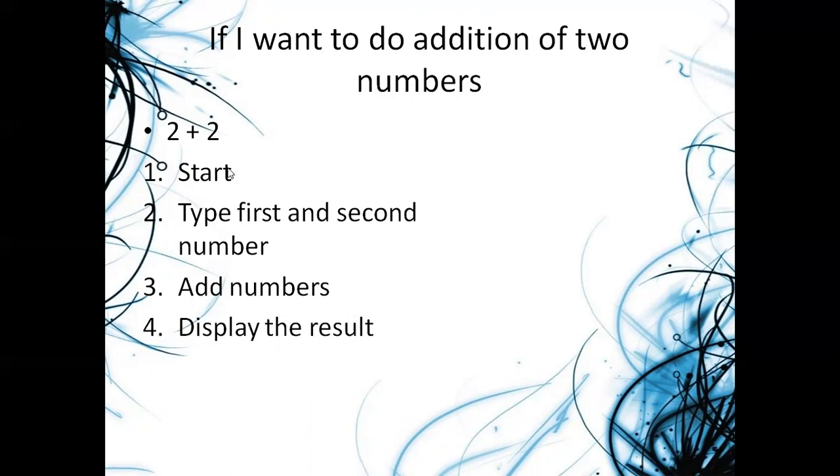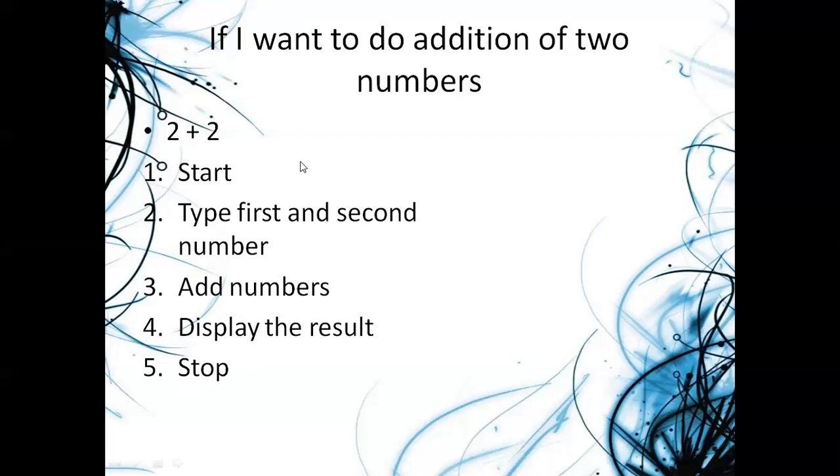So let's see. Here it started. Then it is taking the input. Here we will type two numbers into the computer, which means we will input into the computer. Here the computer will work for us. The computer will process for us and it will add the numbers. After doing the process, it will show us the output. So this display the result is output. At last, our program will stop. First step is start. Last step is stop. Compulsorily in each and every algorithm you have to write these steps: first step start, last step stop.